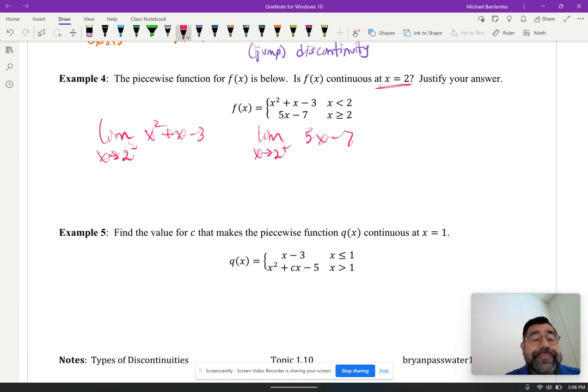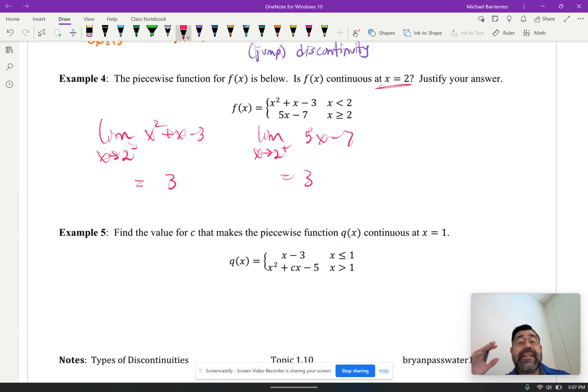And I substitute. So I'm going to substitute 2 in here. 2 squared, that's 4, plus another 2, that's 6, minus 3 is 3. So my left-sided limit is 3. Okay? I'm going to substitute this 2 into this function. 5 times 2 is 10. 10 minus 7 is 3. Oh, so what does this tell us?